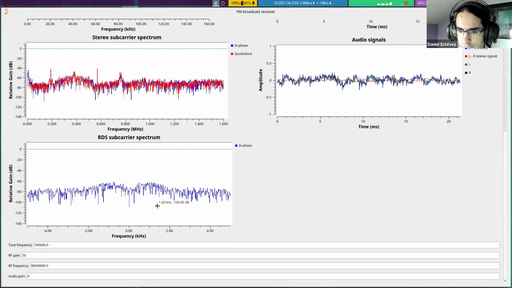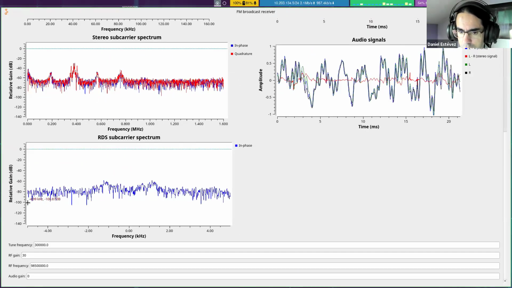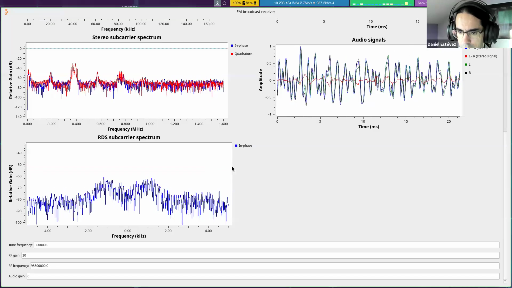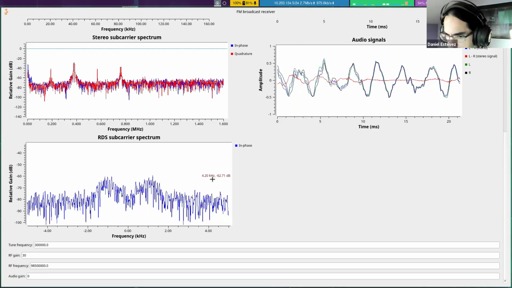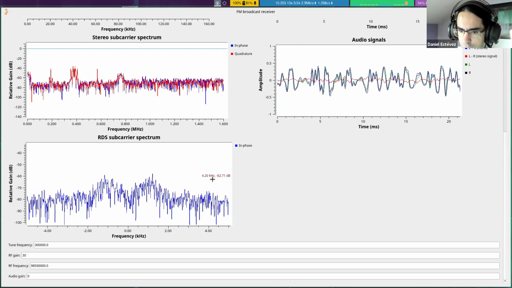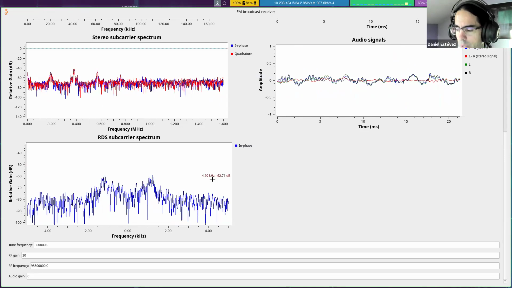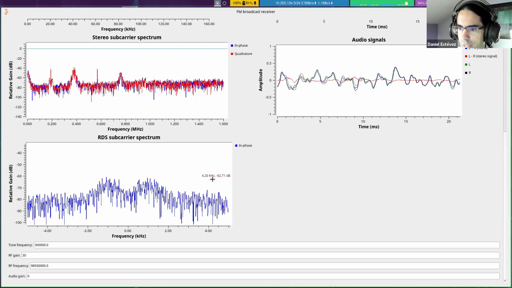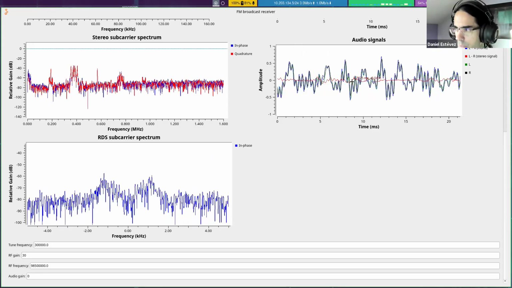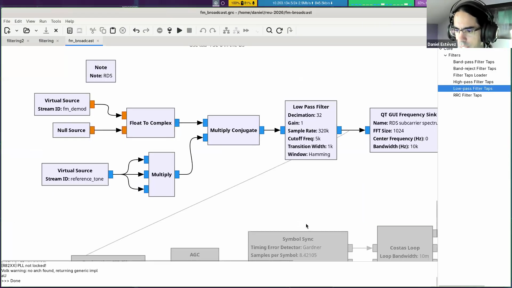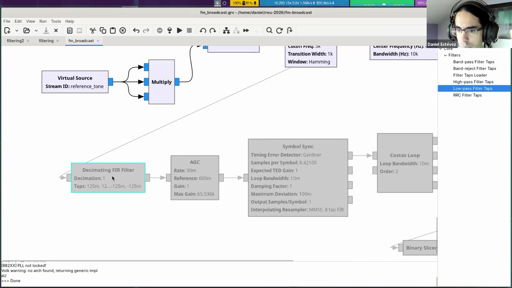And we can see this is the RDS spectrum. Maybe I need to zoom in like this for us to be able to see it, but there is our digital signal. It's not very strong. Maybe if I place my antenna, I don't know. I'm in a not so good location to do this, but nevertheless, it works. So this is the digital waveform.